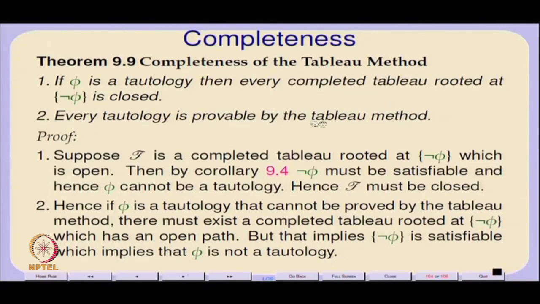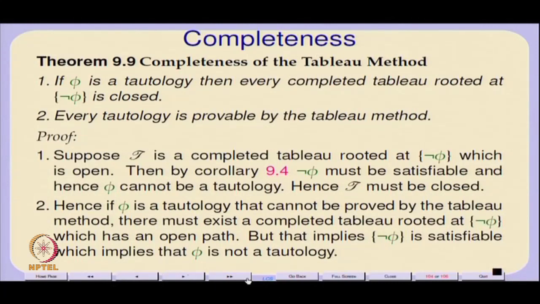Secondly, every tautology is provable by the tableau method. If phi is a tautology that cannot be proved by the tableau method, there must exist a completed tableau rooted at not phi which has an open path, but that implies that not phi is satisfiable, which in turn implies that phi is not a tautology.